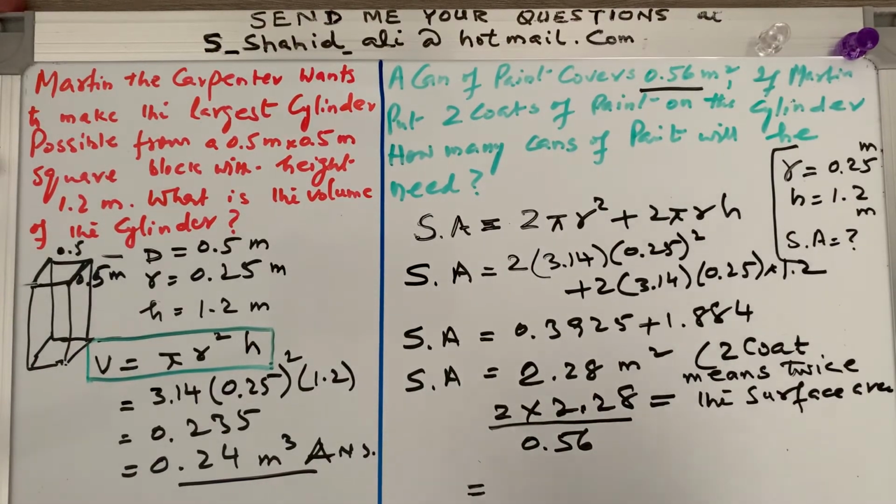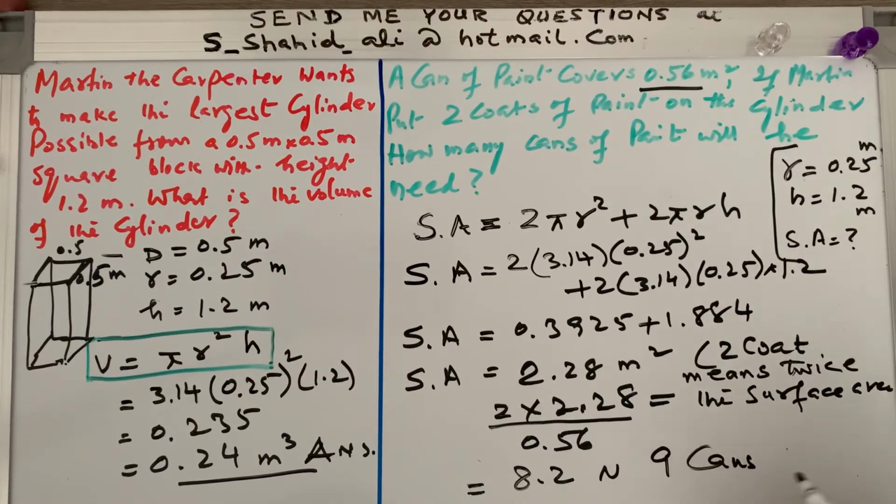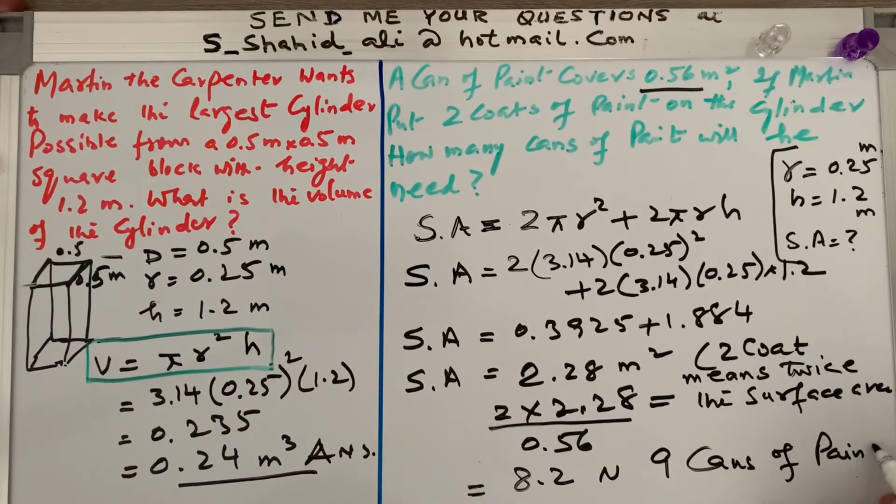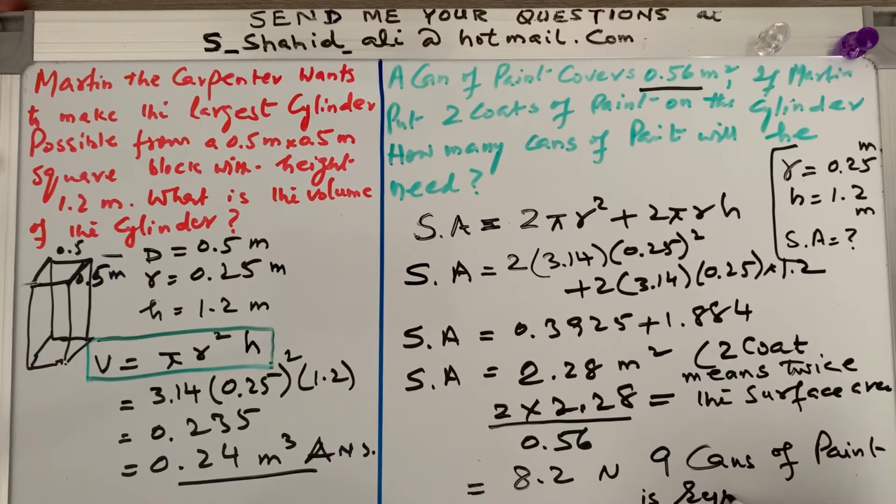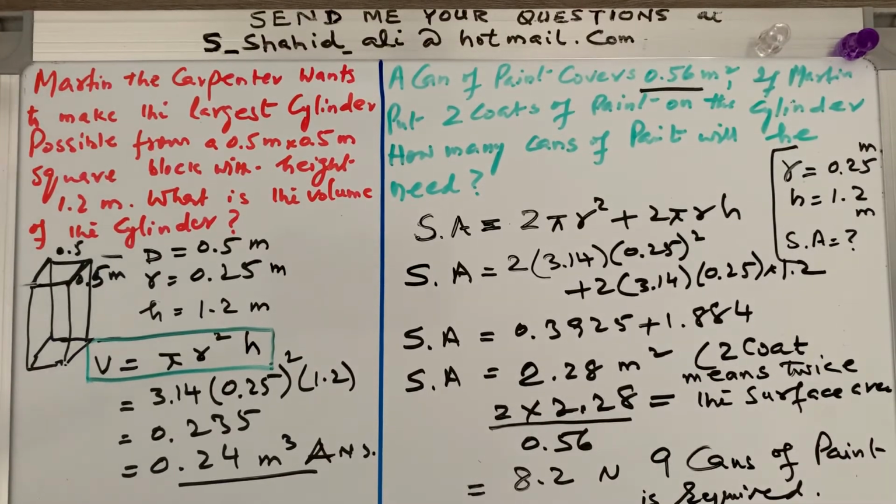So now we are looking at how many cans of paint are required, right? If you divide this, you will get something more than 8, like 8.2. So 8.2, you can say 9 cans. You cannot say 8 cans, because if you need a little bit more than 8 cans, you have to go to the next digit, right? So 9 cans of paint are required. Here is just one trick: because there were 2 coats of paint, you have to double the surface area and then divide by what is covered by 1 can of paint, right?